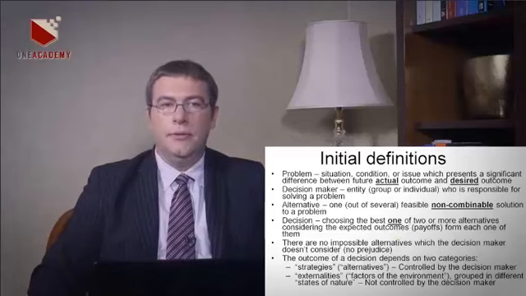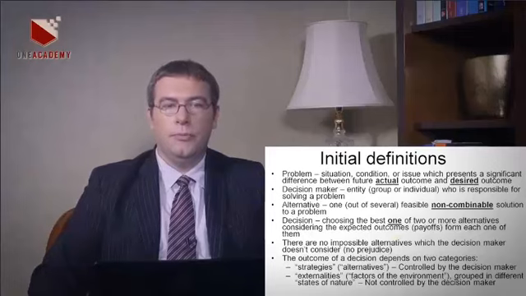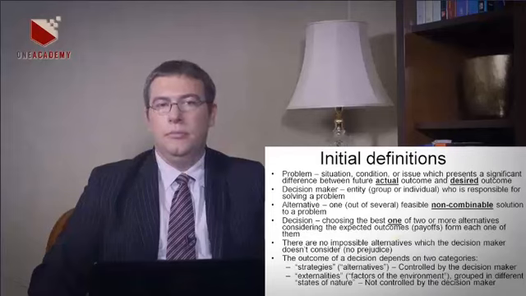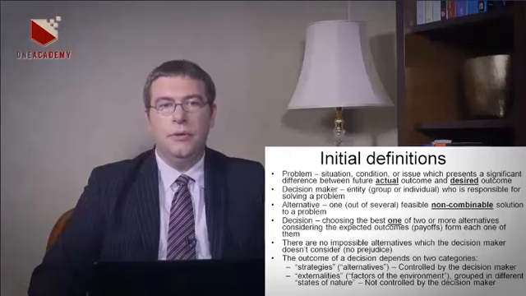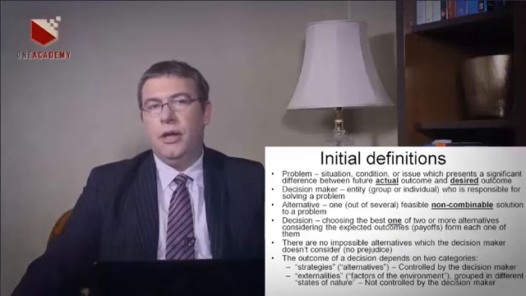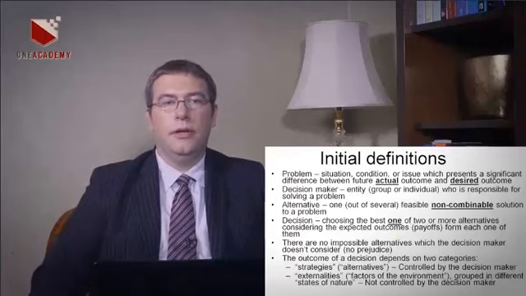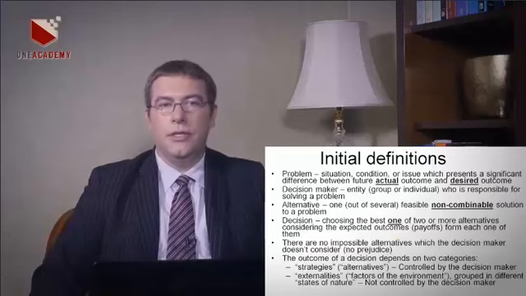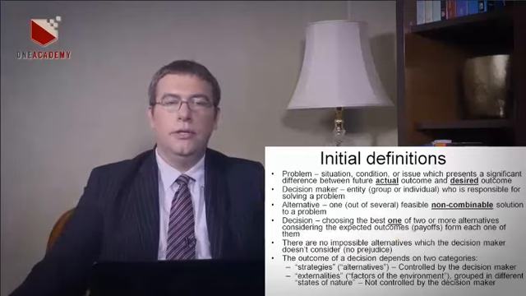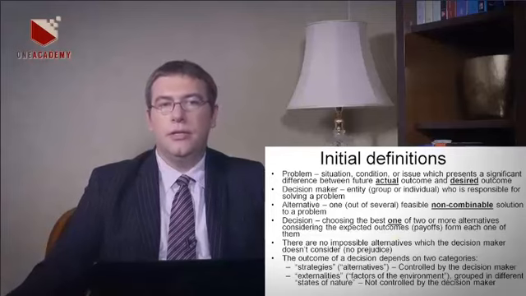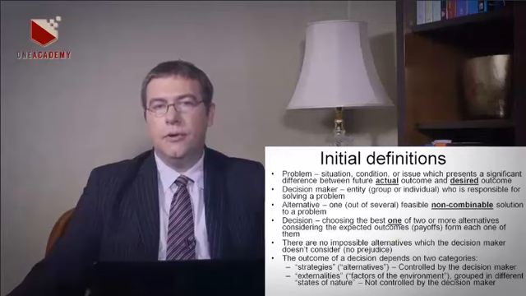Okay, next definition is a decision maker. This is an entity, it could be a group or an individual, who is responsible for solving a problem. Next, alternative. One out of several feasible non-combinable solutions to a problem. So I would like to explain here a bit more. First of all, there must be more than one alternative. We have already spoken about the variability of risky situations. If there is only one alternative, there is probably nothing to decide. Everything is already decided for.